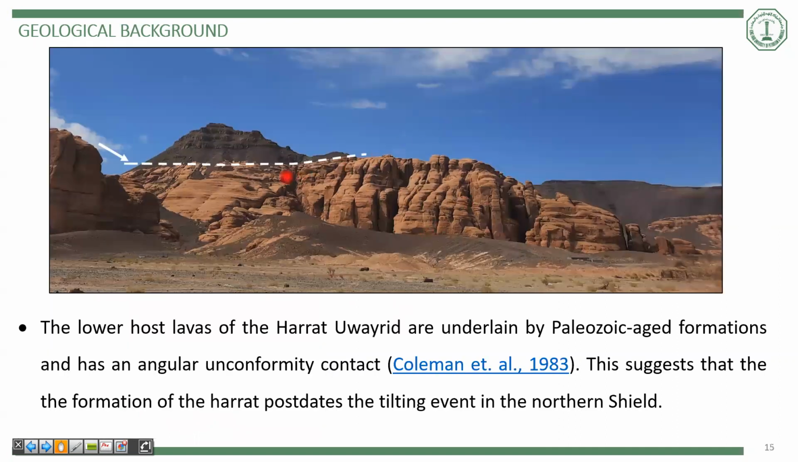And the lower host lavas of Harrat Uwayrid, here with the black color, are underlain by Paleozoic age formation and have an angular unconformity contact. Therefore, this suggests that the formation of the Harrats postdates the tilting events in the northern shield. And in this beautiful image here, we see the contact represented by the dashed white line, and probably here it's underlain by the Paleozoic sandstone of Saq formation.